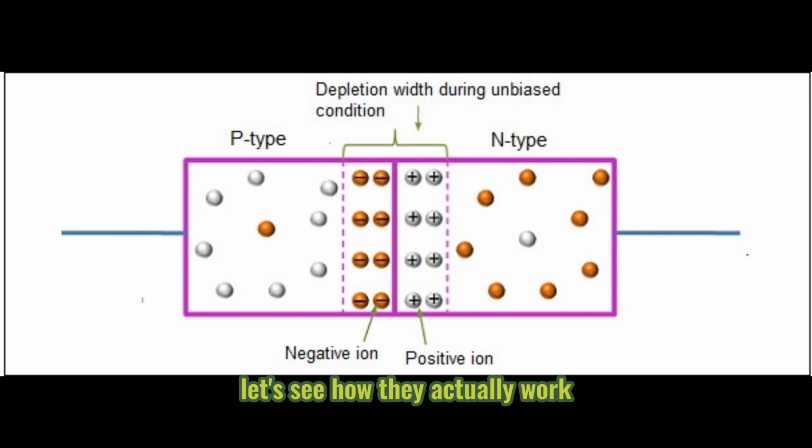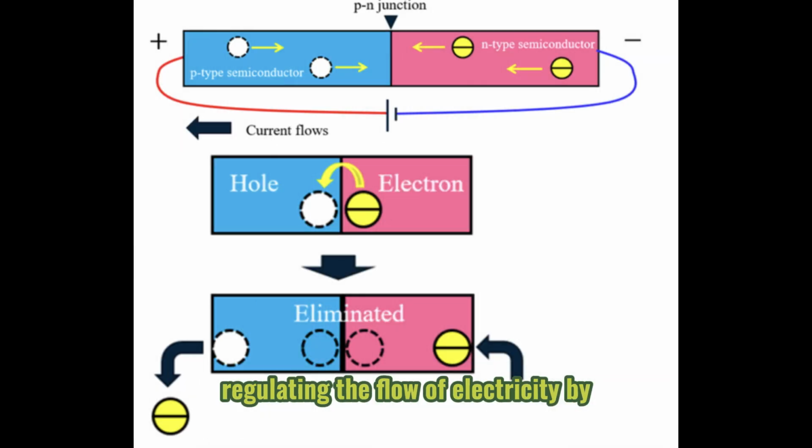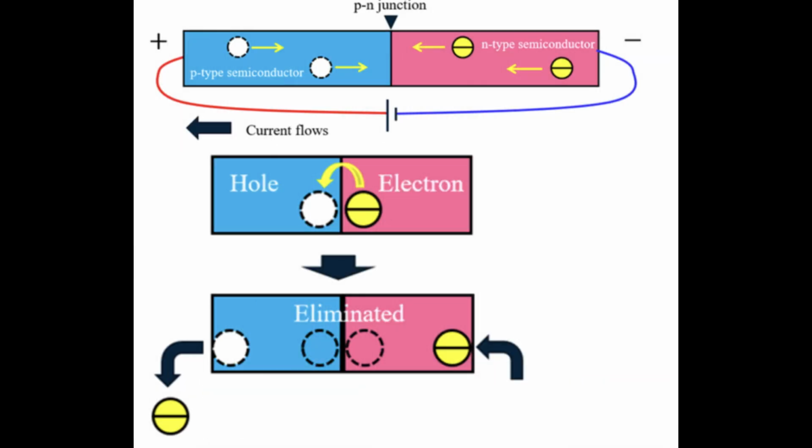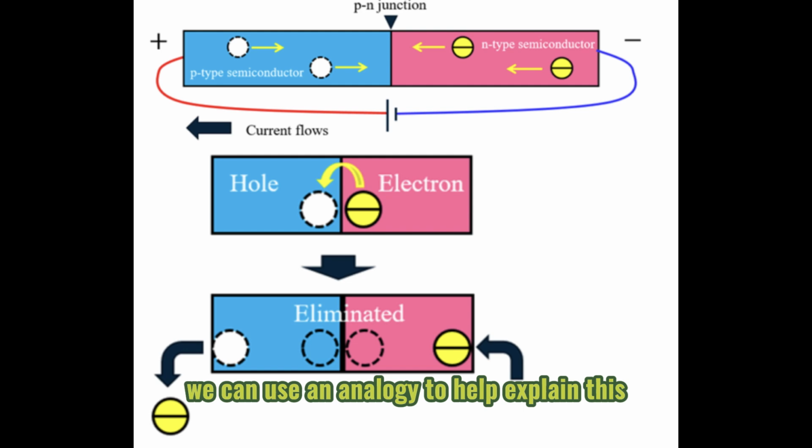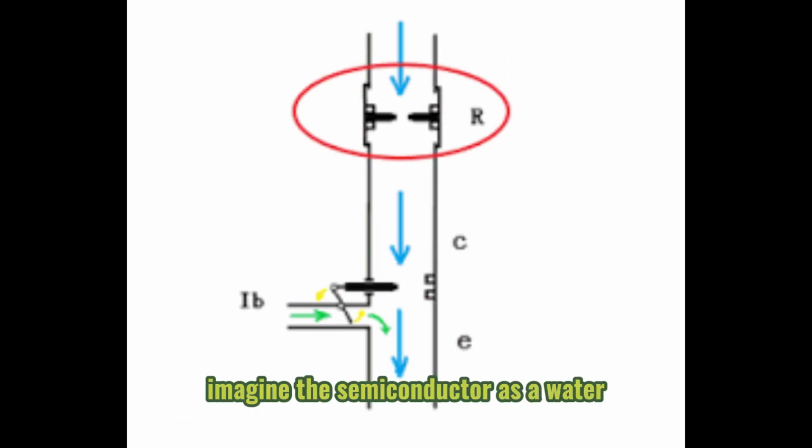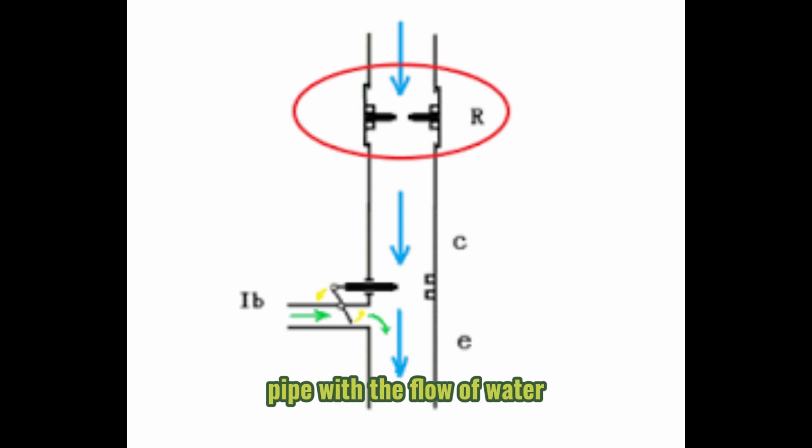Now that we've covered the basics of semiconductors, let's see how they actually work. The role of a semiconductor in a circuit is like a valve, regulating the flow of electricity by controlling the movement of electrons. We can use an analogy to help explain this. Imagine the semiconductor as a water pipe, with the flow of water representing electric current. The valve is the semiconductor, which can control the flow of water by responding to changes in voltage. Voltage adjustments are like turning the valve to decide whether or not electrons can flow to semiconductors.